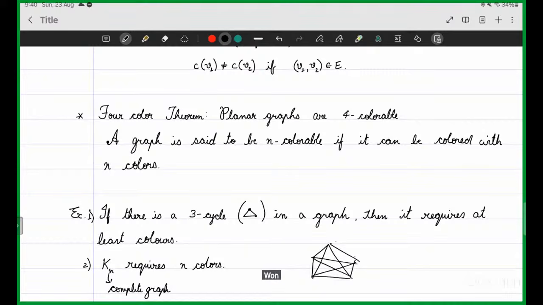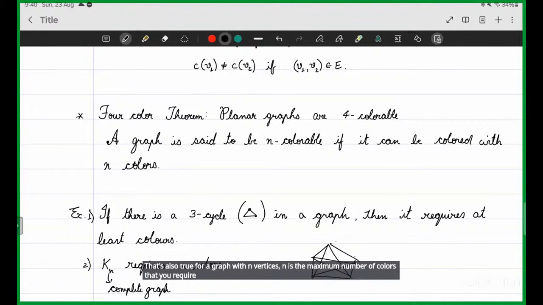Won't n be the maximum number of colors possible? That's also true for a graph with n vertices. N is the maximum number of colors that you require. You can put n plus 1 and not use one color, but n is the absolute maximum you require anyway. But what it says is that for a complete graph, you do require all of them.